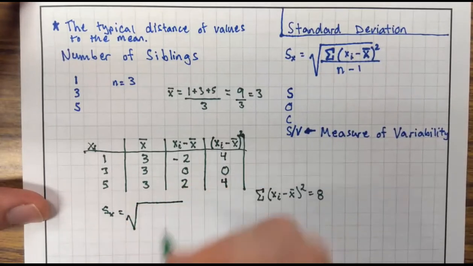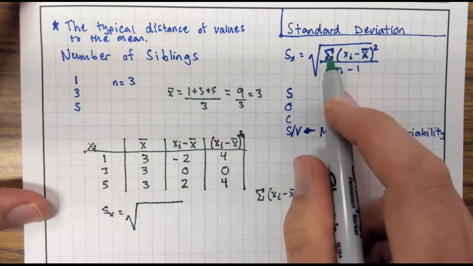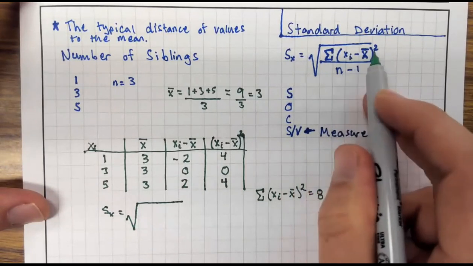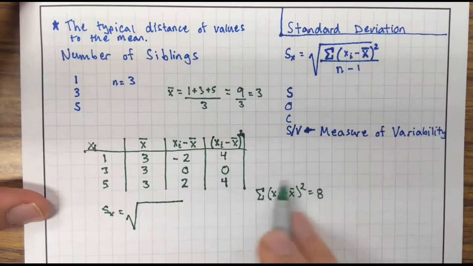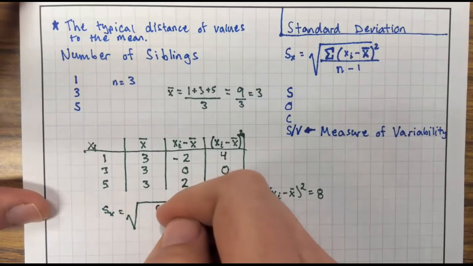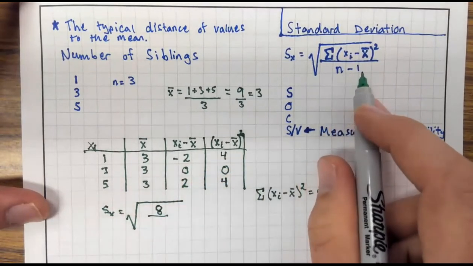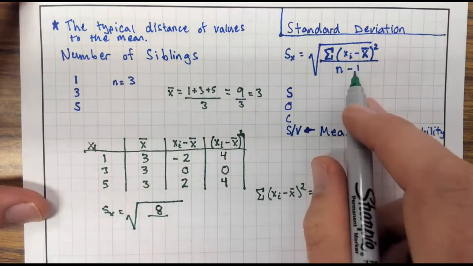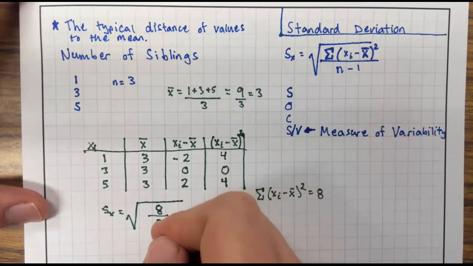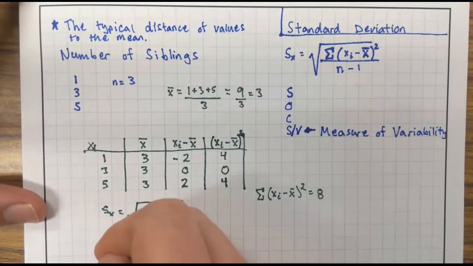So I'm just going to replace all of this, the sum of each observation minus the mean squared. I have that. It's literally equal to 8. So 8 divided by the number of observations minus 1. So that is going to be 3 minus 1, which is just 2. Okay, and then let's work on simplifying this a little.